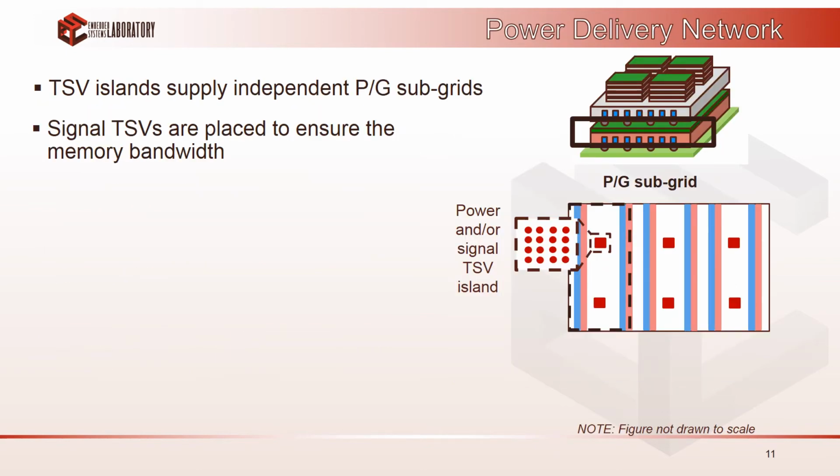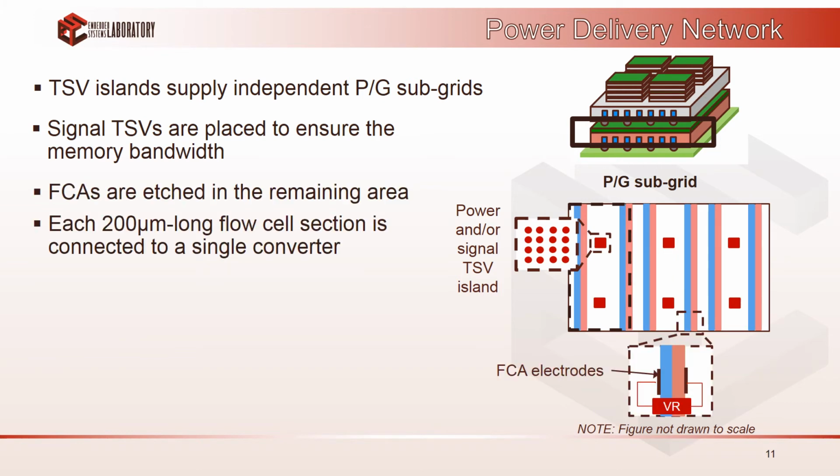We use a power delivery network structure where the TSVs are grouped in islands, each supplying VDD to an independent subgrid, and the signal TSVs are also placed to ensure the memory bandwidth. Then FCAs are etched in the remaining area in the silicon substrates of the dies, and we connect each 200 micron long section of the channels to one single converter.